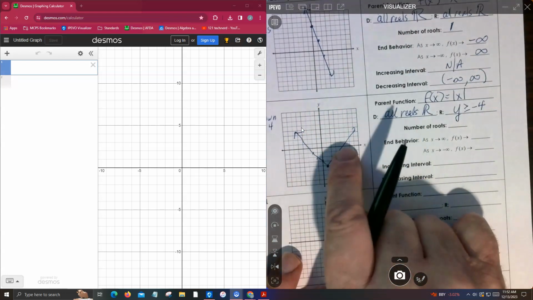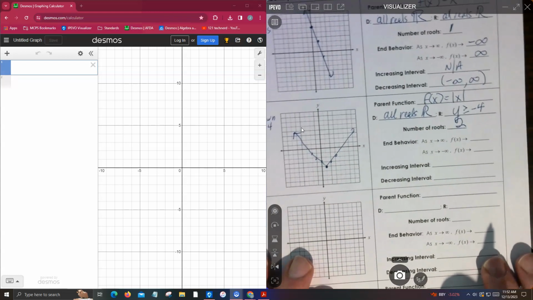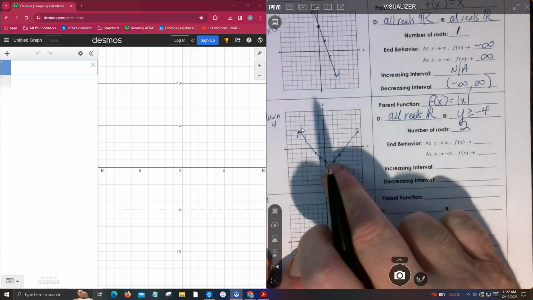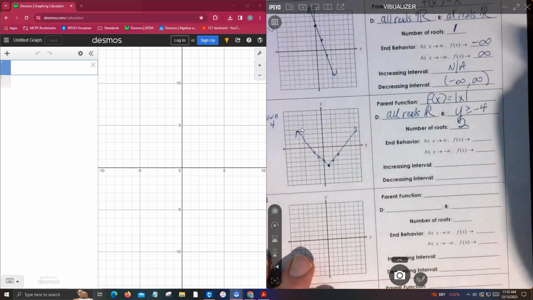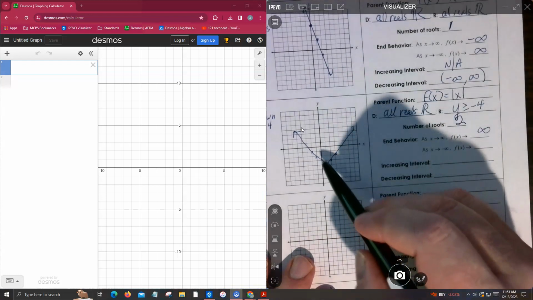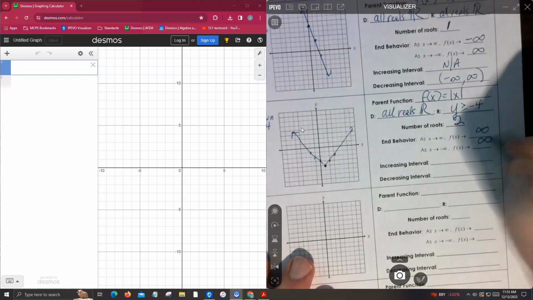How many roots? It hits up to 2 times. Okay, and behavior. As x is getting bigger, as x is increasing, y is also increasing. As x is going forever in the negative direction, y is also still increasing.